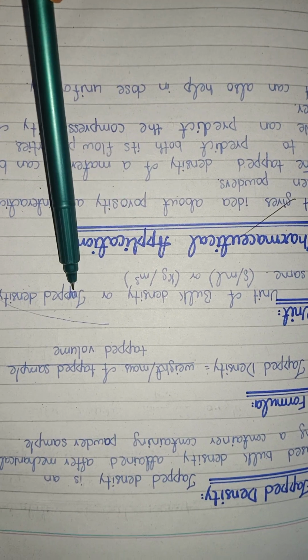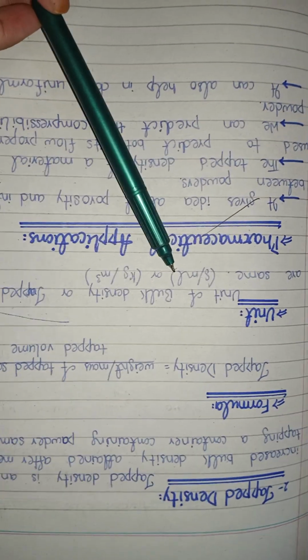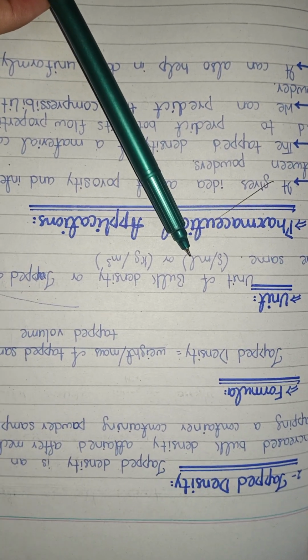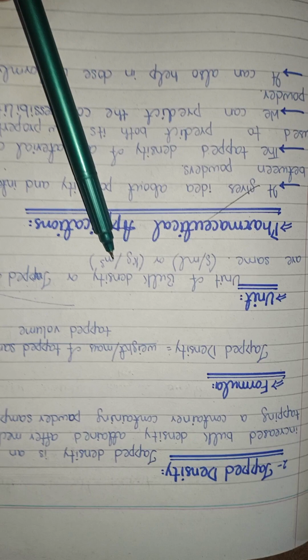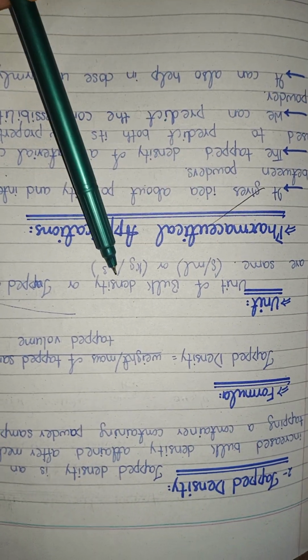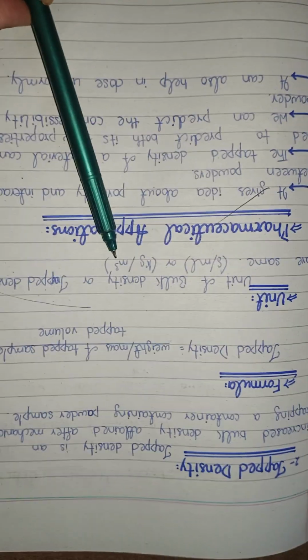The units of bulk density and tap density are exactly the same, and this unit is gram per ml, or it could be kg per meter cube. Kg and gram are units of mass, and ml and meter cube are units of volume.